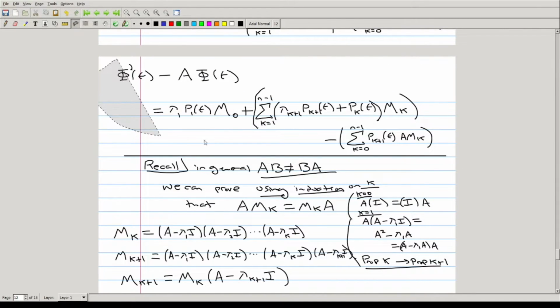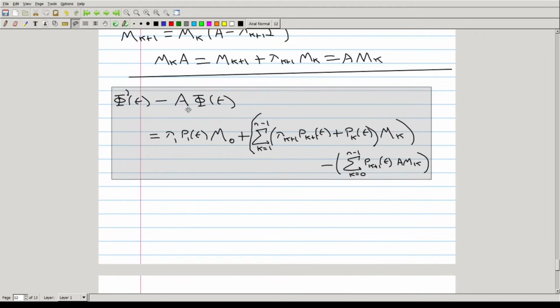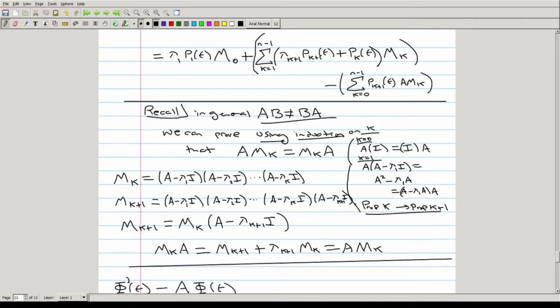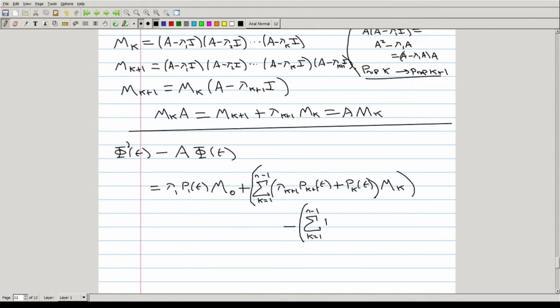And so in our summation from before, the summation right here can be re-expressed as negative the summation from k equals 1 to n minus 1. Remember, we have here pk plus 1 of t times A Mk, which is mk plus 1 plus lambda k plus 1 times mk.